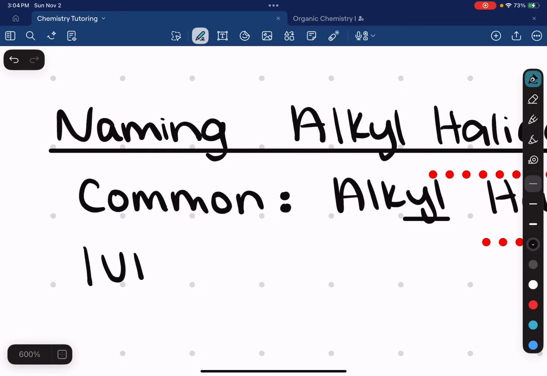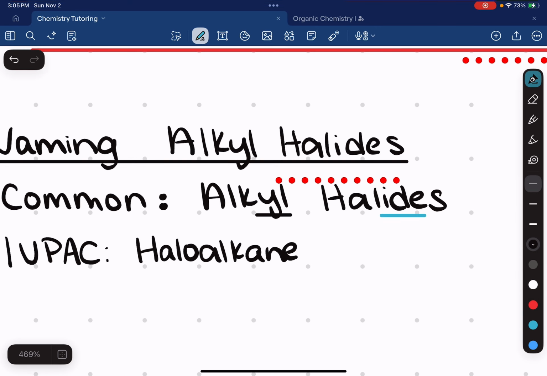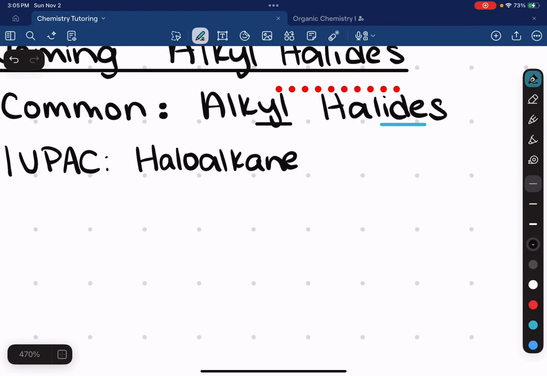And then for the IUPAC, as some call it, it is a haloalkane. So if you look at the setup in the common name, you start with the carbon group first, the alkyl group, and then you do the halide, or the thing attached to it. But for IUPAC, it's going to be the halo group first. So if we have the same, well, we'll do a different example.